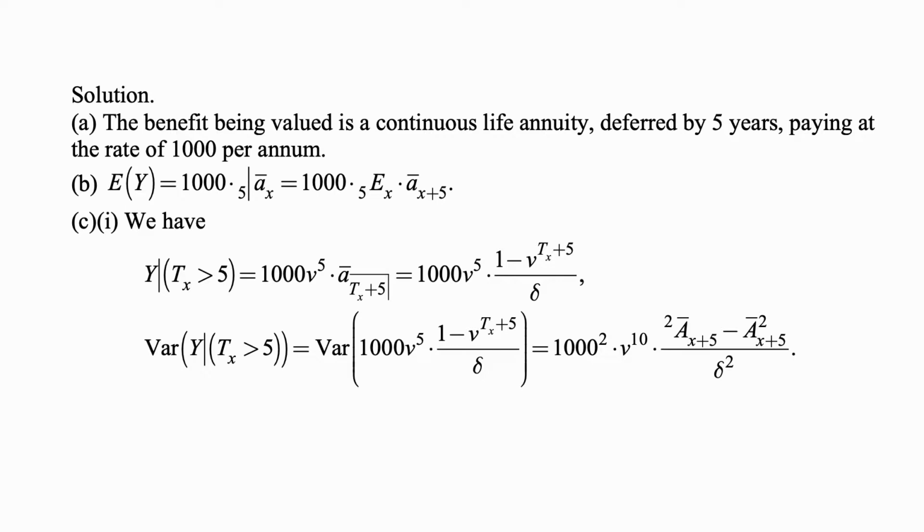And of course, 1 over delta is a constant, so it doesn't matter. So it's really the variance of v to the T_{x+5} over delta, and it's the variance of the corresponding life insurance divided by delta squared.